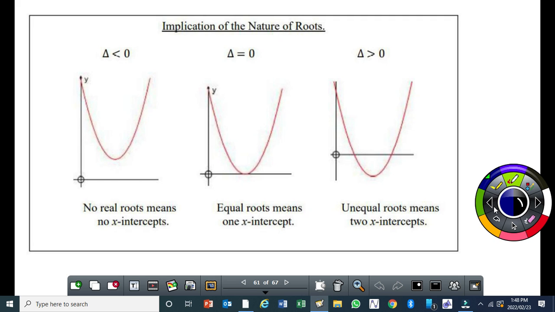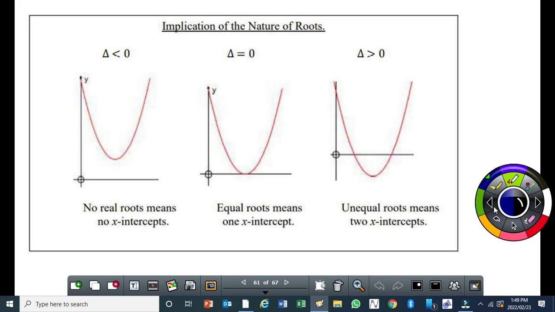If the turning point is not below the x-axis, if it is above the x-axis, it means you have non-real roots. You never encountered a situation like that last year. When you sketched the quadratic function in grade 10, you never had a situation where the turning point was above the x-axis. If the turning point was above the x-axis, like this, it means you don't get any roots.